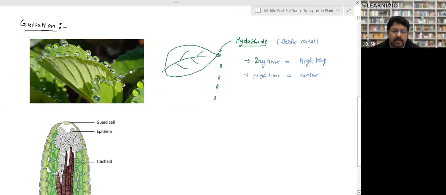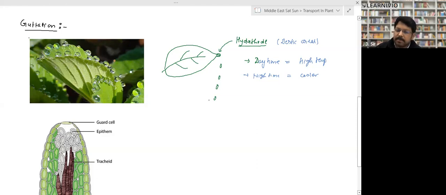So in desertic areas, what happens? The days are so hot. So at the daytime, root pressure remains high, and this root pressure is kept high during the night time. At night time, transpiration becomes low, almost zero. So the water starts coming out through a special type of pore, and these pores are called hydathode.